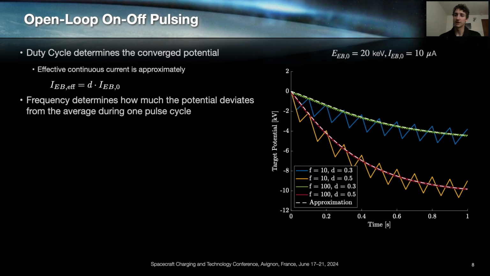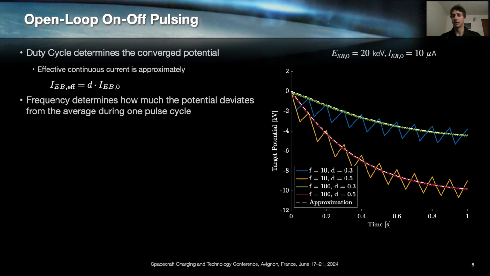So if we have, for example, a duty cycle of 0.5, that essentially just results in half the nominal beam current. And the pulsing frequency determines how much the potential deviates from the average during one pulse cycle. So that's shown on the figure on the right. For example, the blue and the green curve use the same duty cycle, and therefore the 2 lines converge to the same potential. The same applies to the red and the yellow curves.